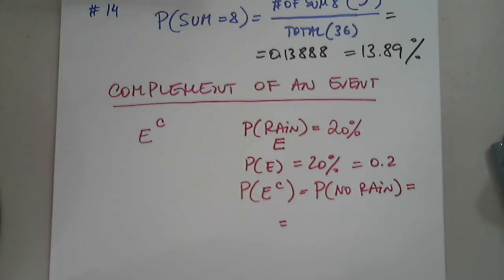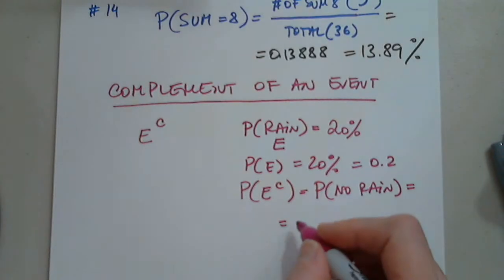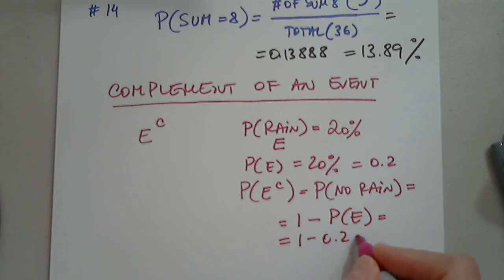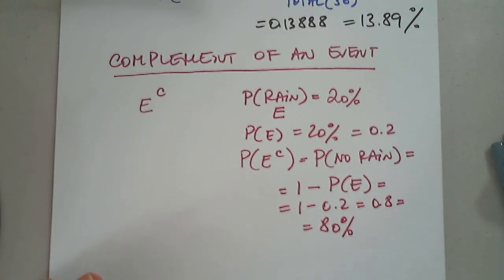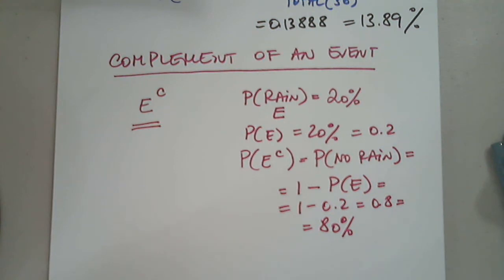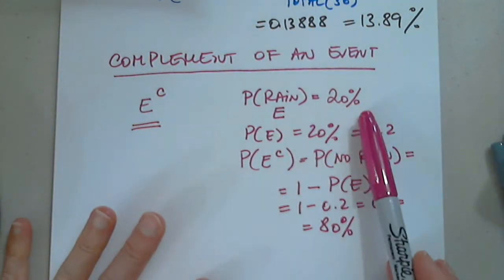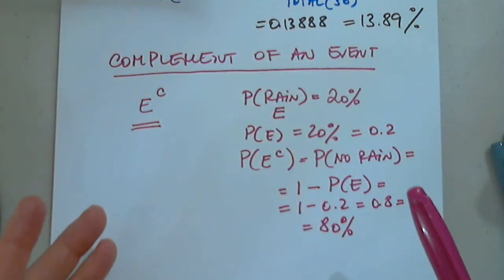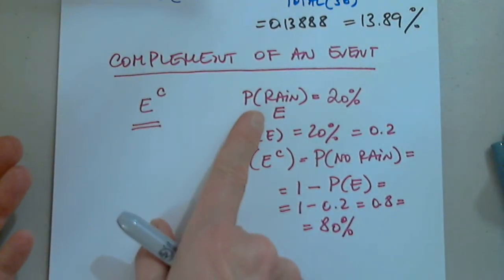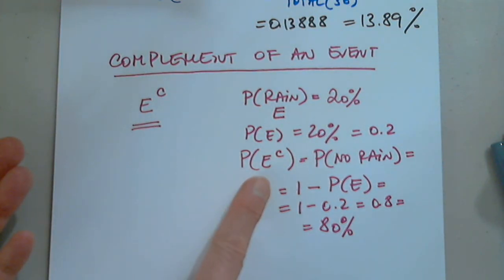What do you think? 80%. Yes. So it's 1 minus the probability of the event E, which is 1 minus 0.2, which is 0.8, and yes, 80%. So that's the definition of a complement of an event, or E complement. If an event has a probability, the complement will have 1 minus. Why 1? Because remember, the total probability of the sample space is 1. So 1 minus the probability of rain will give us the probability of E complement. No rain. Very good pick.